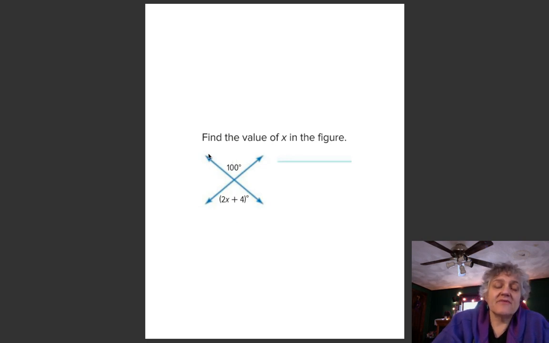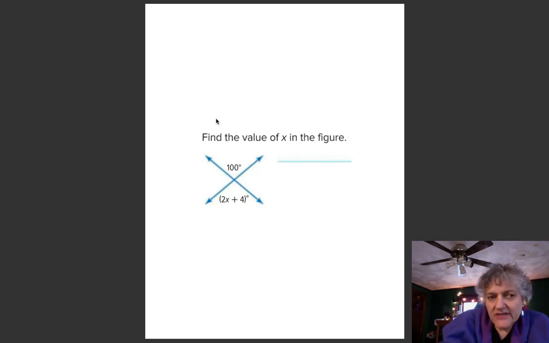So remember that a vertical angle is created when we have two lines that intersect. Here's our intersection, that's our vertex. Then the angles that are across the vertex are called vertical. And we know that vertical angles are congruent to each other. So that means that if these two angles, 100 degrees and 2x plus 4, are congruent, their measures are exactly the same. We can use that information to solve for x.